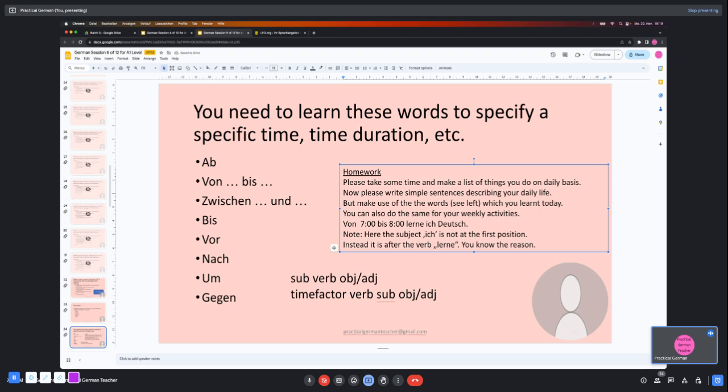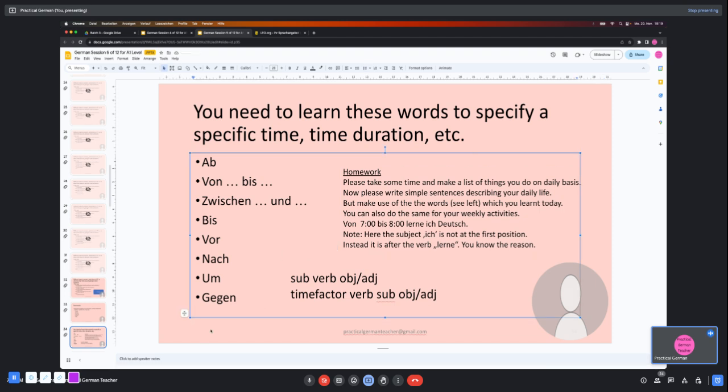Okay. Questions? If there are no questions, please try to do this homework. Also, those who think it's very easy, please try to make this timetable. It will help you a lot.